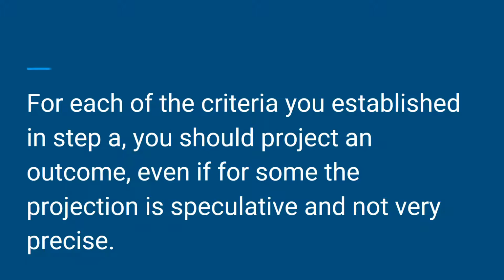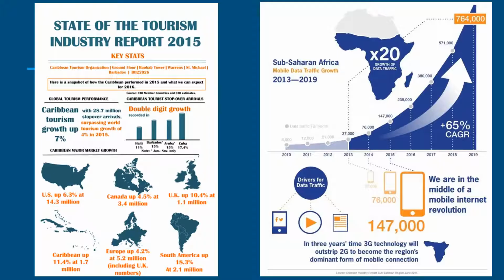This will take using information that you have collected in order to project the outcomes, including original data, secondary data, and combining the two together. For each of the criteria you established in Step A, you should project an outcome, even if for some the projection is speculative and not very precise. So we're going to go back to Step A, use those criteria in this Step D.